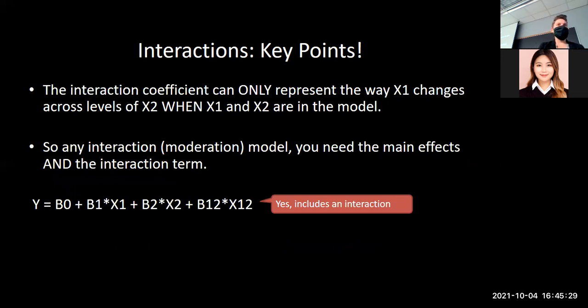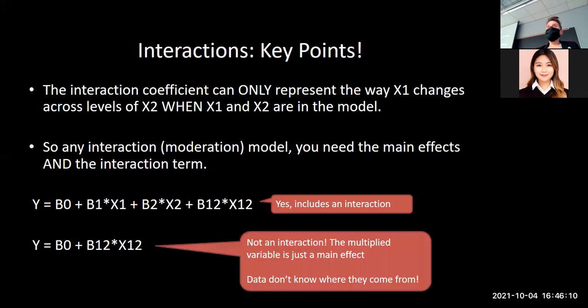So an interaction coefficient can only represent the way x1 changes across levels of x2 if x1 and x2 are both in the model. So for any interaction or moderation model, you need the main effects and the interaction term. Right here is an example of a model with an interaction in it, because I have x1, I have x2, and then I have x1 times x2.